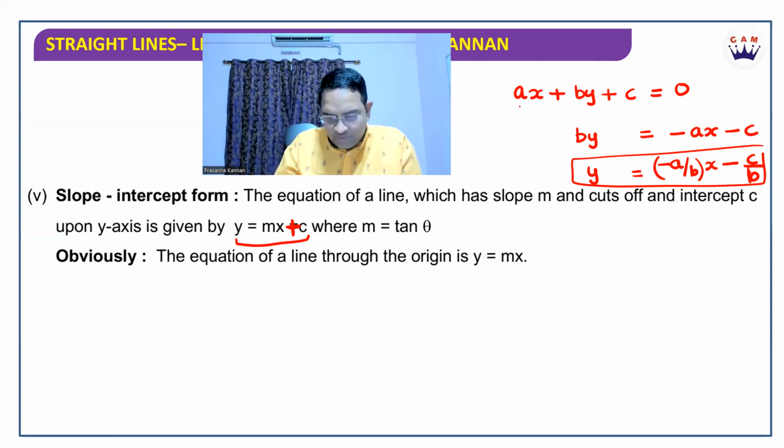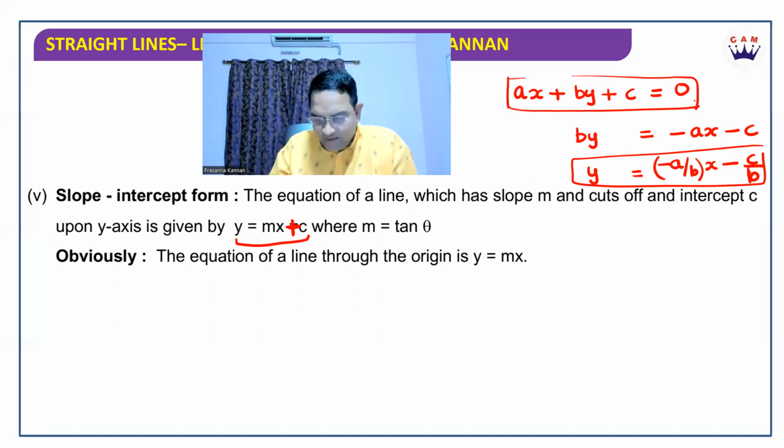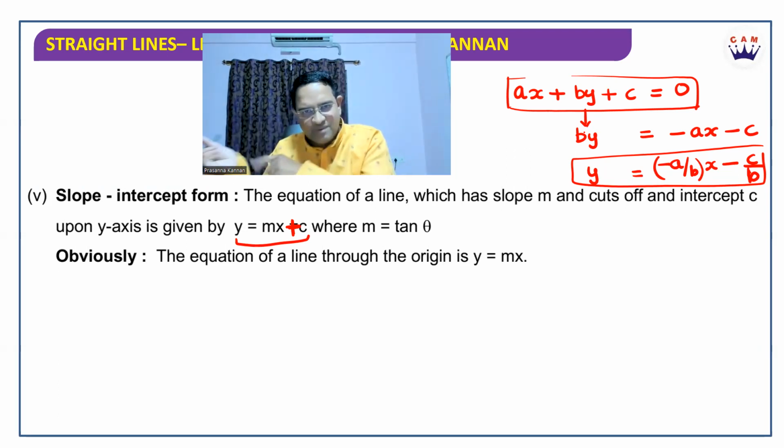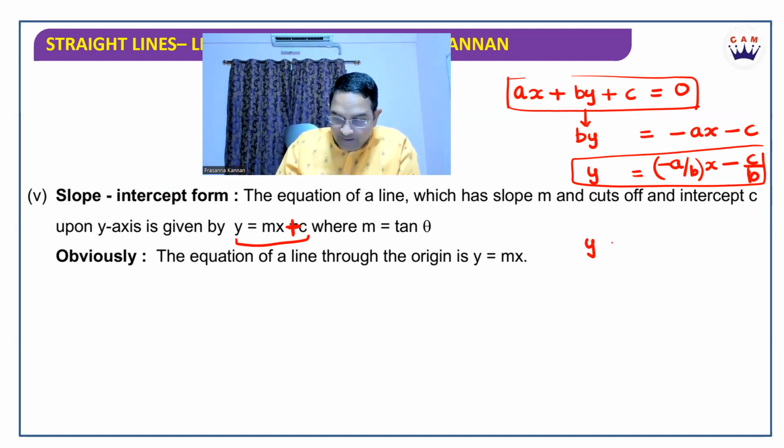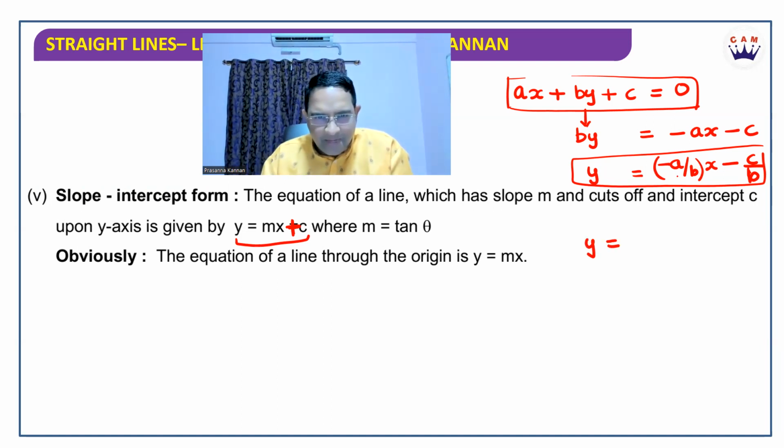Observe this carefully. We started with ax plus by plus c equal to 0. I'm keeping by as it is, taking the other two terms to the other side. So what will I get? Ax, that side will become minus ax. C will go to the other side and become minus c. Then you make the coefficient of y one by dividing the right hand side by b, or taking this b to the other side. So it will become minus a by b into x minus c by b. Clear?